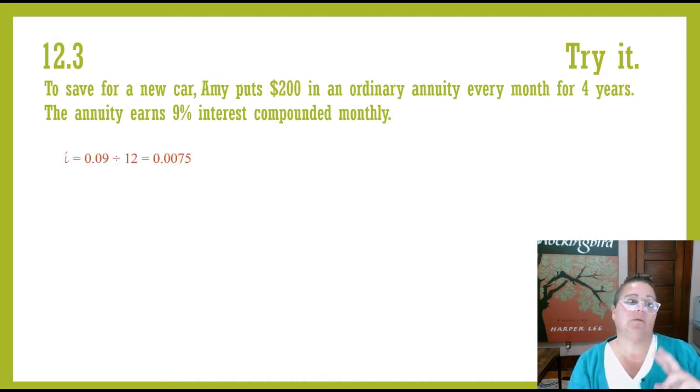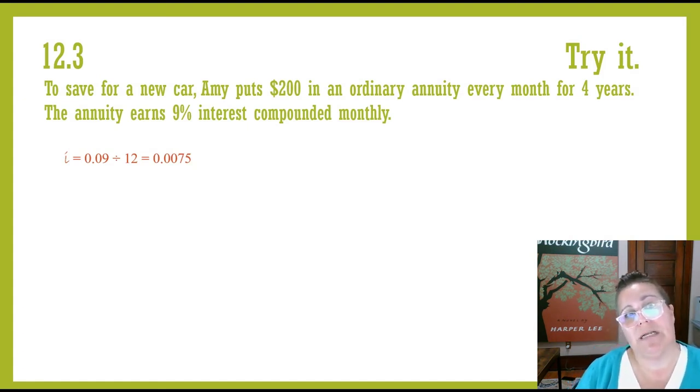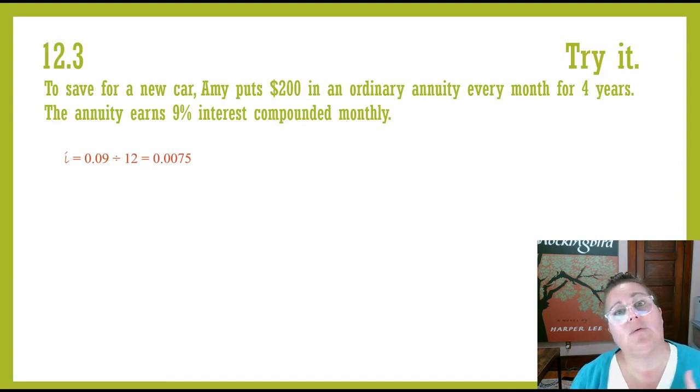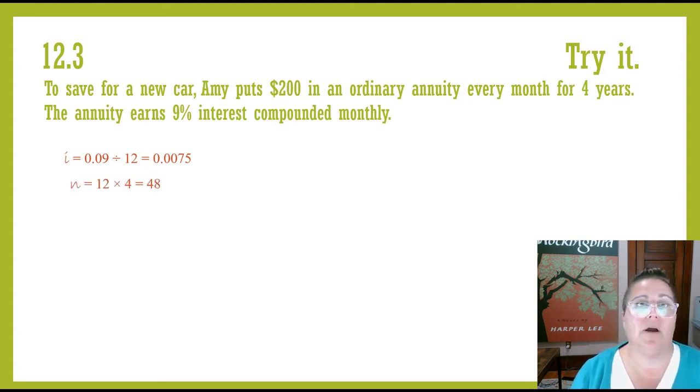So the I value would be the 9% divided by 12. Notice I'm changing my percent to a decimal, 0.09, because I'm putting it into a calculation, right? So because I'm putting it into a formula, I want to convert my 9% to 0.09 as a decimal. This makes my I value 0.0075. N is the total number of compounds, periods. And so that'll be 12 times 4, which is 48. The regular payment that Amy has to make is $200.